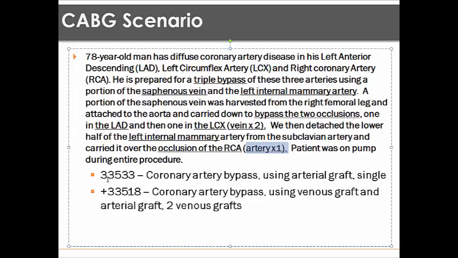So my codes would be 33533 for that coronary artery bypass using an arterial graft, a single. So using 1 single artery graft, which is my 1 artery here. Now an add-on code 33518 is also going to be coded for the coronary artery bypass using my vein graft and arterial graft, and for 2 vein grafts. It was times 2. So those are my 2 codes for this CABG scenario.